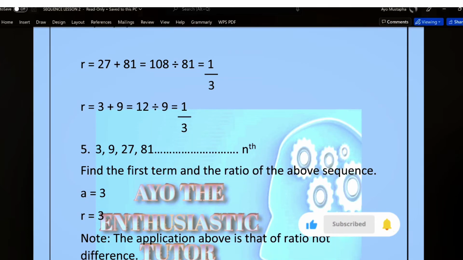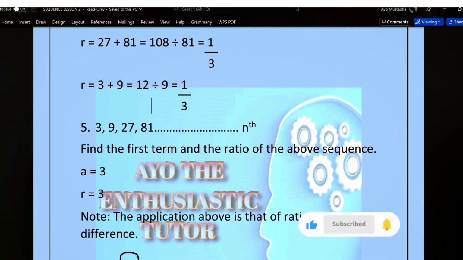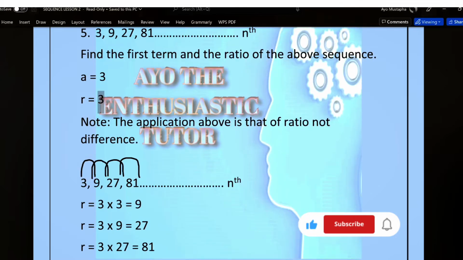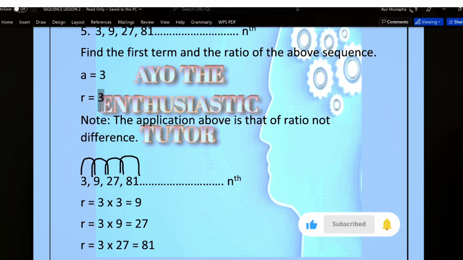So we move to the next question. Let's find the first term and the ratio of the above sequence. So we have the first term as 3. So our ratio then is 3. How do we get that? We'll find out soon. So we have the sequence here. So we then say 3.